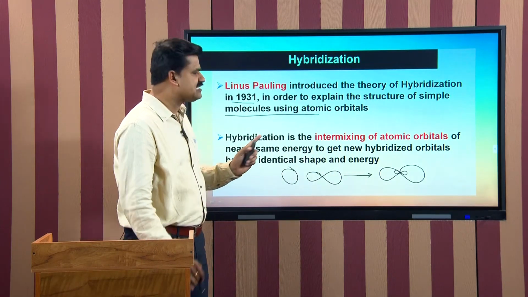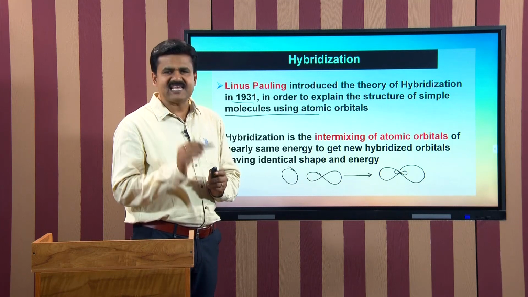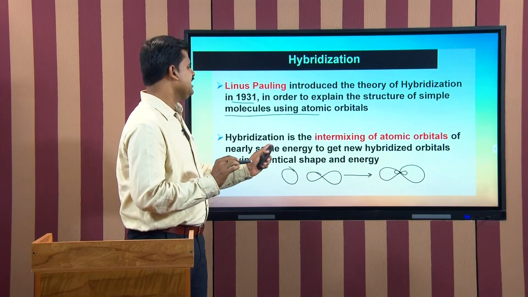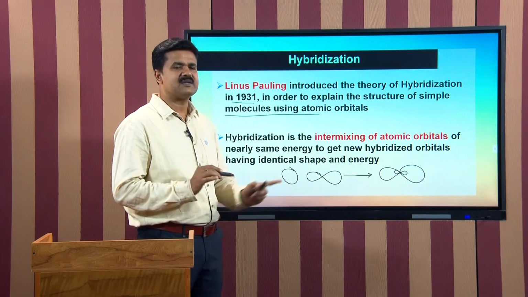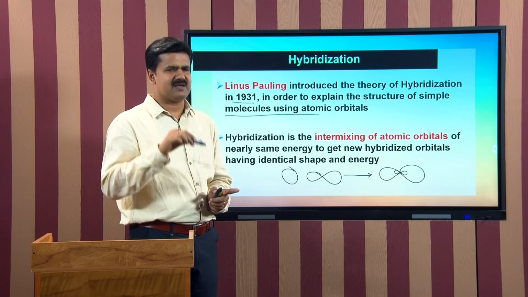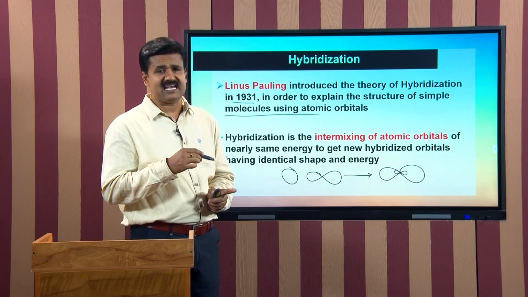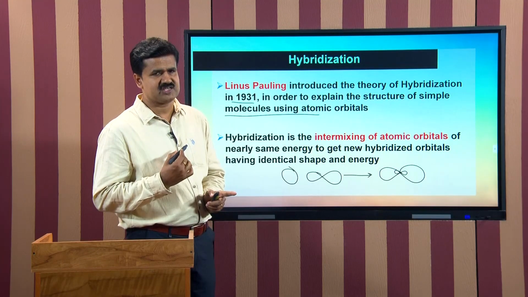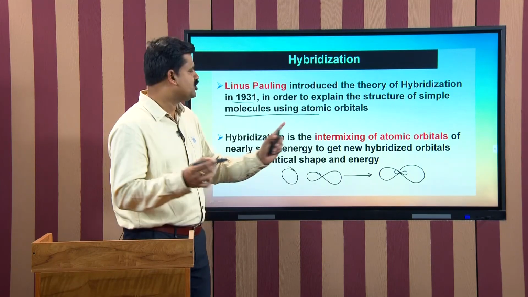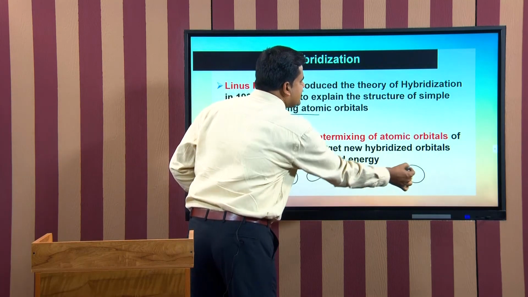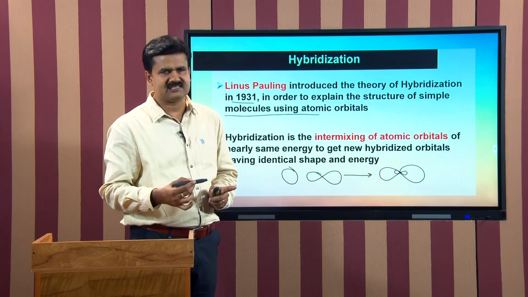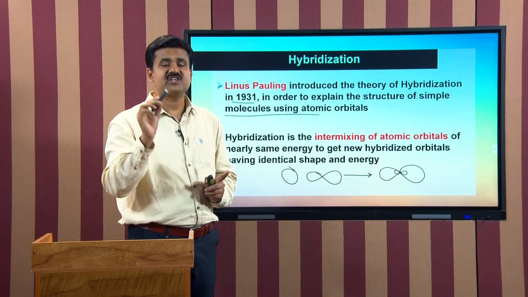So, hybridization is defined as the mixing up of atomic orbitals of nearly same energy. It should be noted that in sp hybridization, the participating orbitals are s orbital and p orbital, and they must have nearly same energy. There should not be a large difference in energy. It is one of the important conditions of hybridization. So, hybridization is the mixing up of orbitals of nearly same energy to get a set of hybrid orbitals. These two hybrid orbitals have identical shape as well as identical energy. That is all about the definition of hybridization.